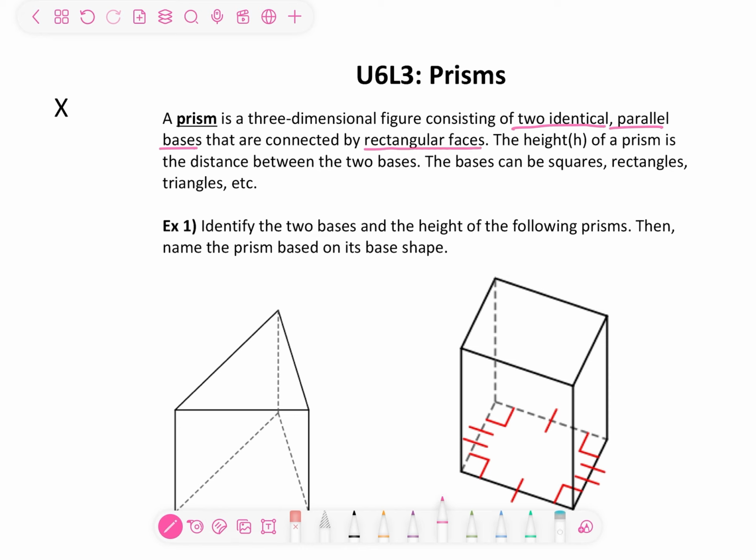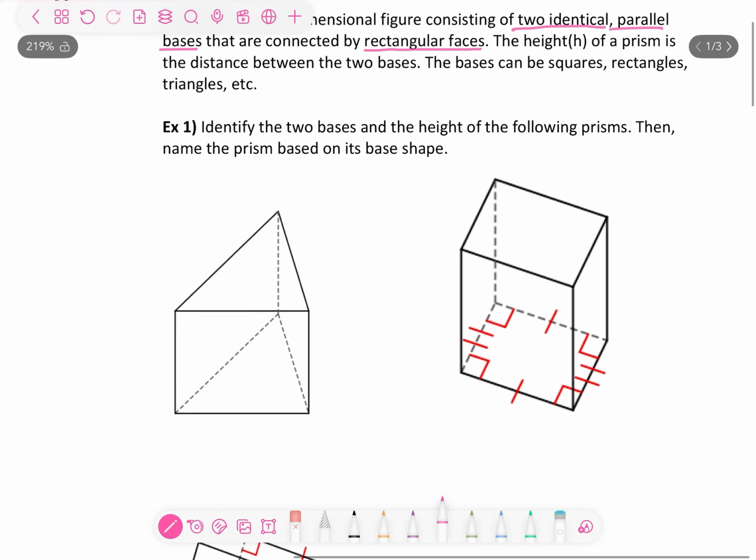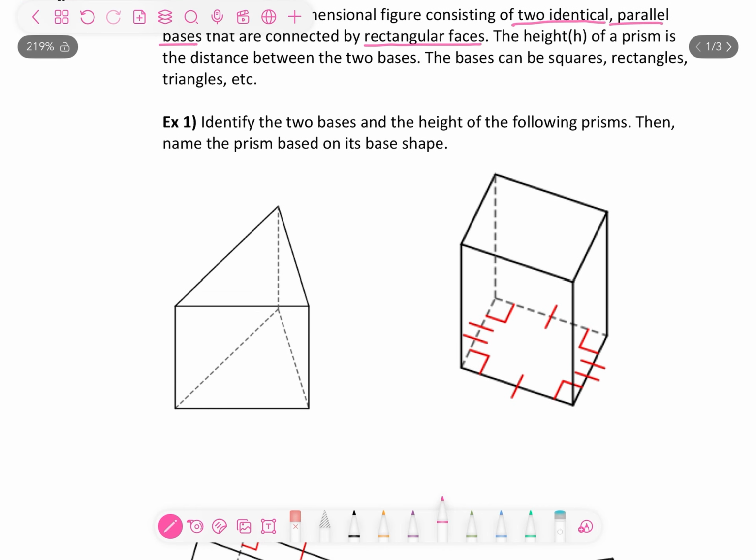Now we're going to focus on specifically square prisms, rectangular prisms, and triangular prisms. You can have a base of any other type of polygon though, like a pentagon or a hexagon, but we're just going to focus on those. Those are the most common. For example one, we're going to look at all four figures and identify the two bases and the height of the following prisms.